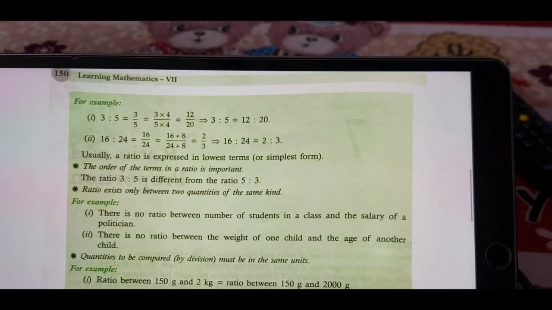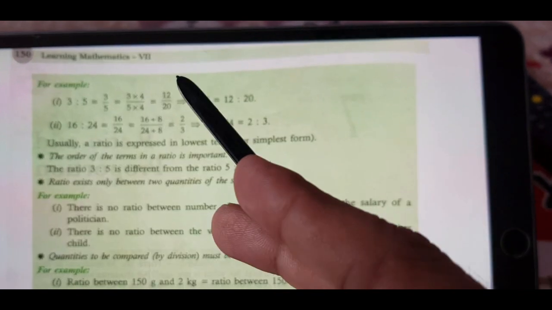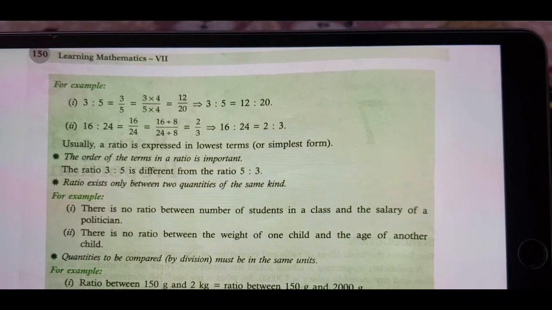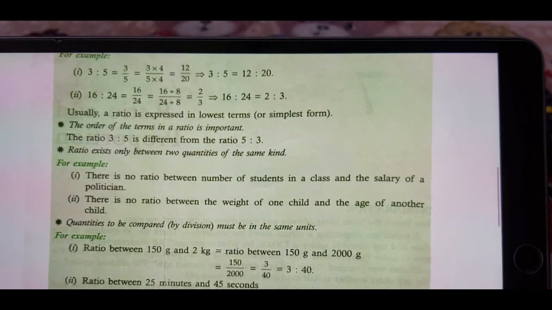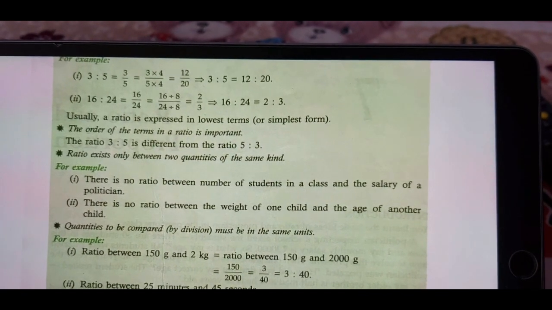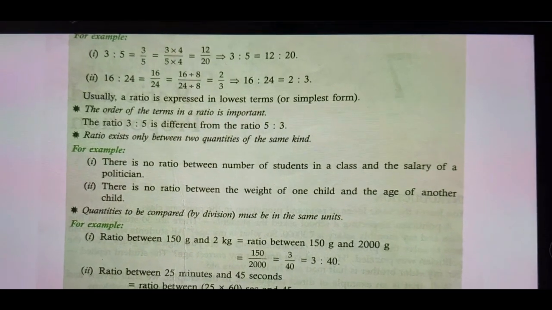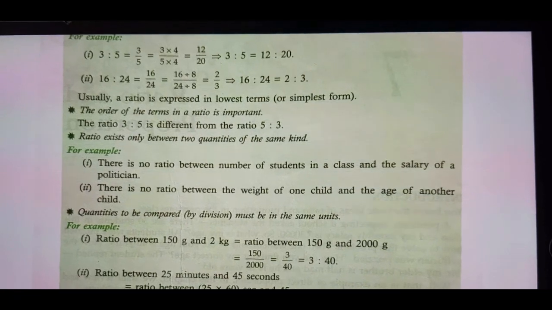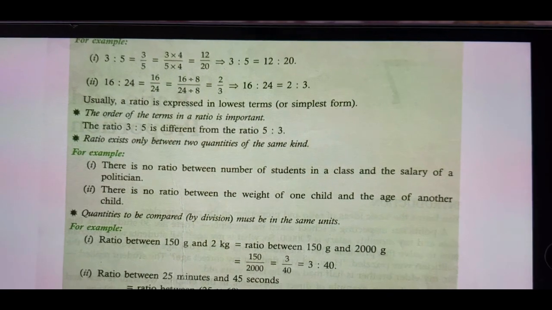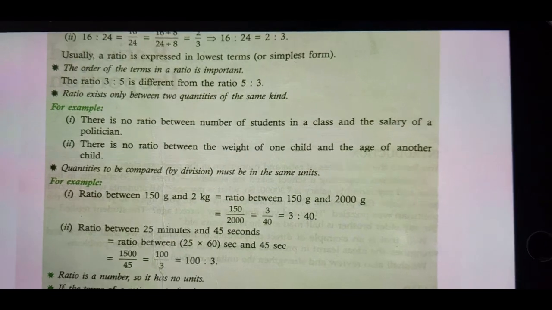So let's understand 3 is to 5 or 3 upon 5. If we multiply both terms by 4, then the answer is 12 is to 20. 16 upon 24 divided by 8 will give you 2 upon 3 or 2 is to 3. Usually a ratio is expressed in lower terms. You have to keep in mind, we always express a ratio in lower terms. We bring it to the lowest or the simplest form. And the two quantities should be of the same kind or the same unit.